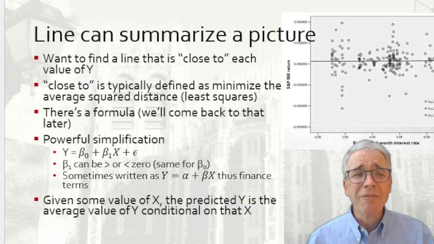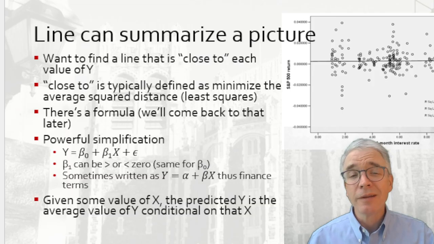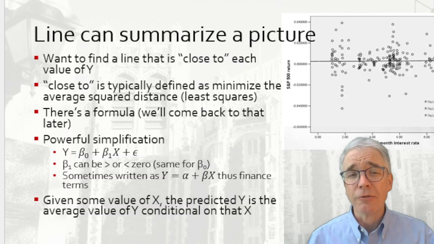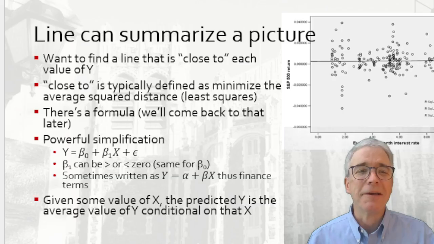So we want to find a way to say how well a simple line can represent a whole collection of data points. A line can be a way to summarize all those dots in a much more efficient way. We want to find a line that's in a certain sense close to each value of y. Close to is typically defined as minimizing the average squared distance. That's the vertical distance. That's why it's called least squares, or at least that's the LS part of OLS. And that's the ordinary, the one that we come back to again and again. That's the O in OLS.